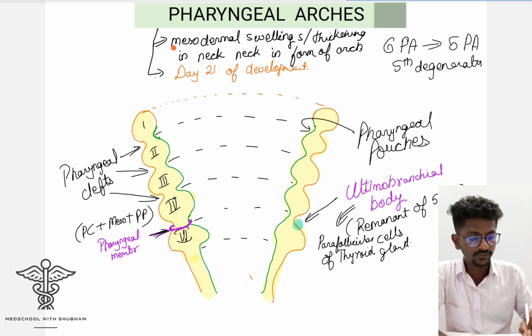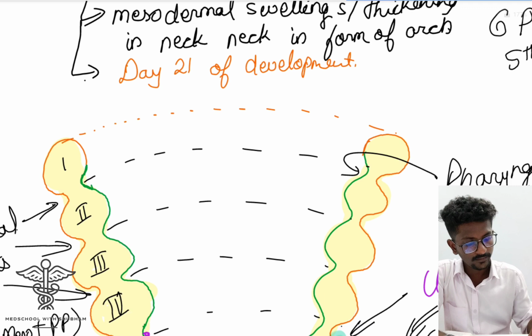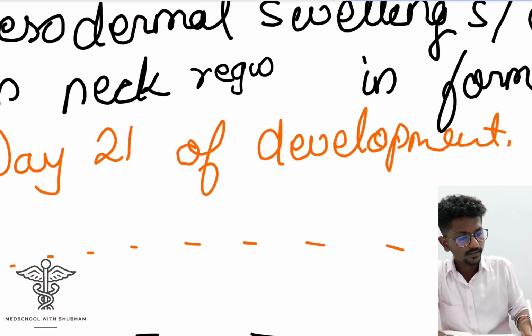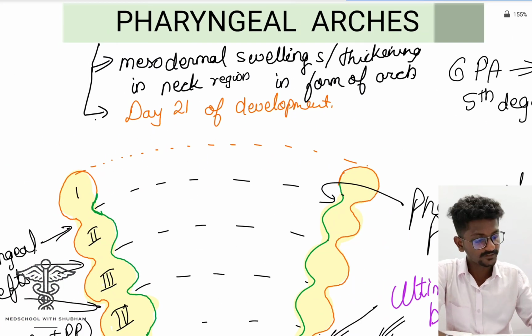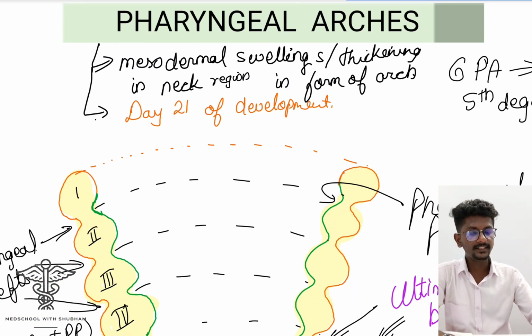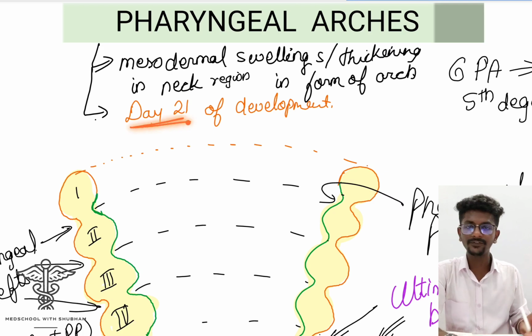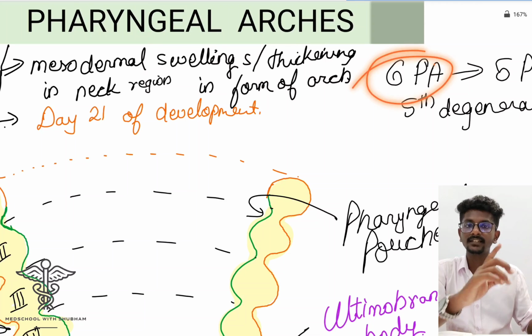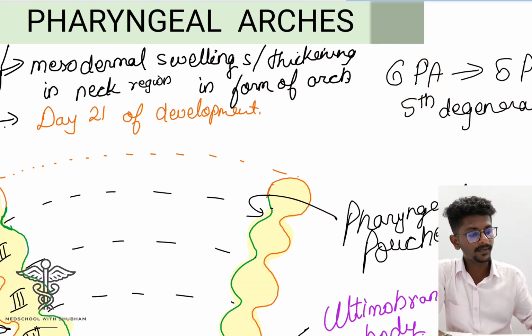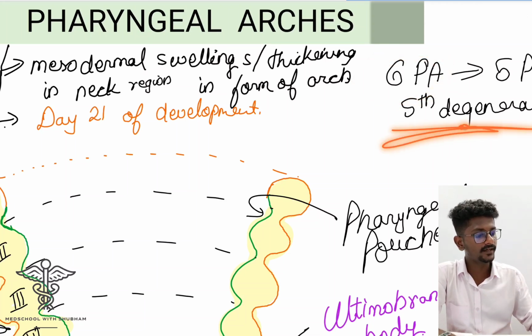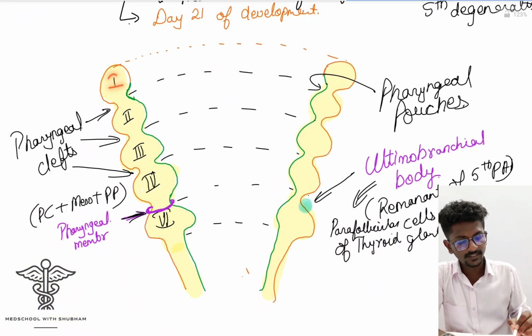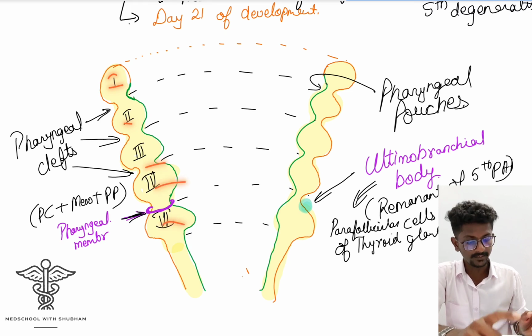So pharyngeal arches are mesodermal thickenings or mesodermal swellings in the neck region in the form of an arch. Those are called pharyngeal arches, and these pharyngeal arches appear on day 21 of the development. Initially there are 6 pharyngeal arches, but during the course of development the 5th pharyngeal arch degenerates, and now there are only 5 pharyngeal arches. The 5th degenerates, so now we have 1st, 2nd, 3rd, 4th and the 6th pharyngeal arches.